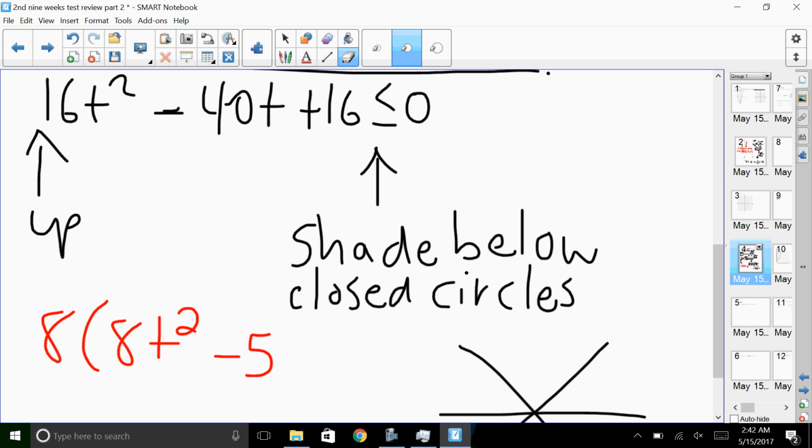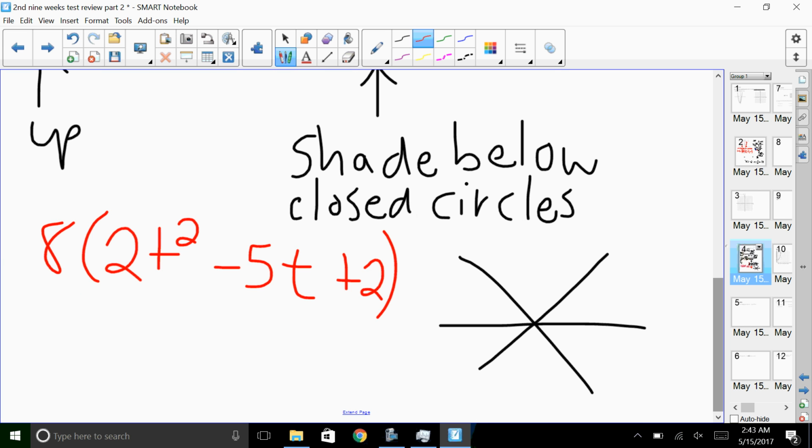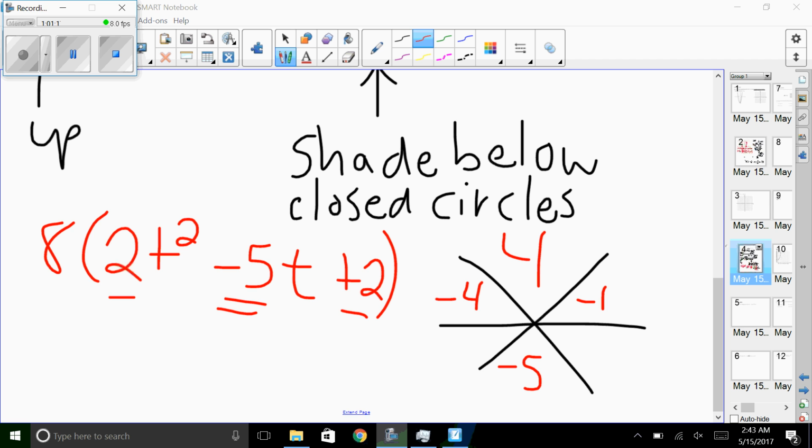Excuse me, it needs to be a 2. 2t squared minus 5t plus 2. This would make the work a little easier to work with. Alright. So again, 2 times 2, 4, negative 5 on the bottom. Leading coefficient is a 2. T. 2. T.